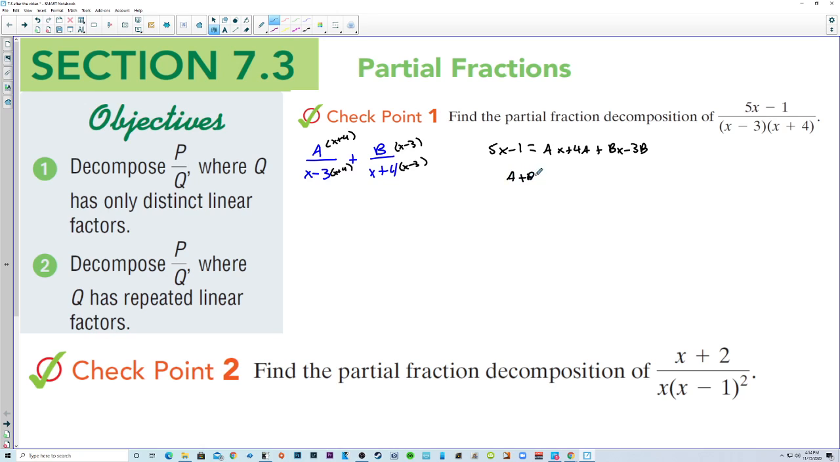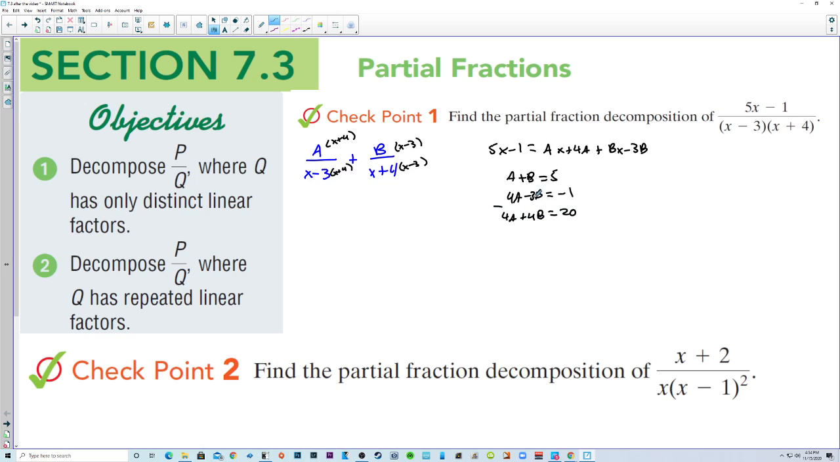A plus B, which are the coefficients of x on the right side, needs to equal the coefficient of x on the left side. So A plus B equals 5. And then the constant 4A minus 3B has to equal negative 1. Now we have a system of equations. So let's multiply the top equation by 4. So 4A plus 4B is equal to 20.